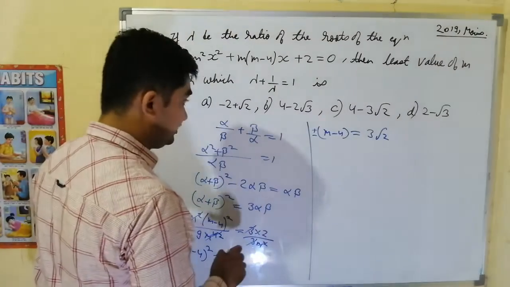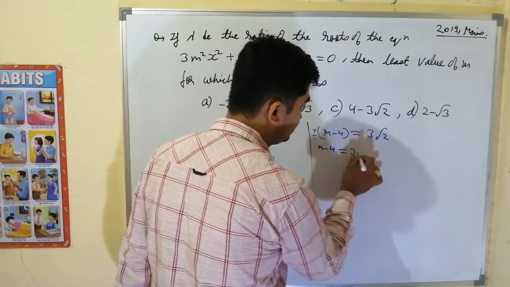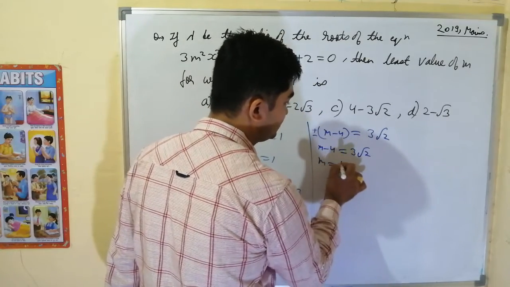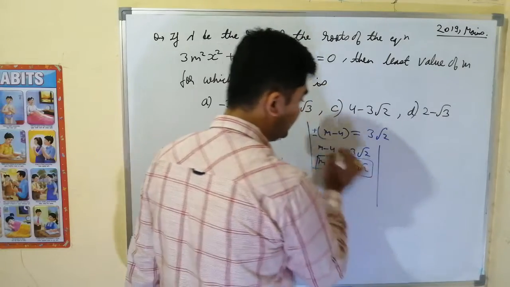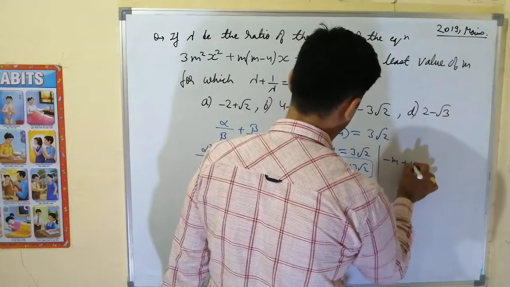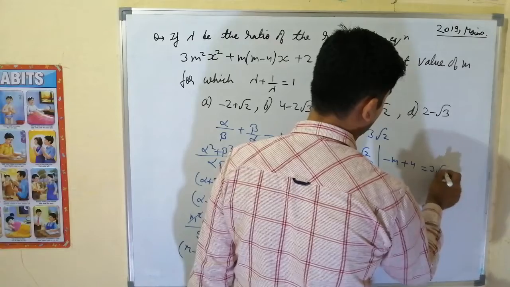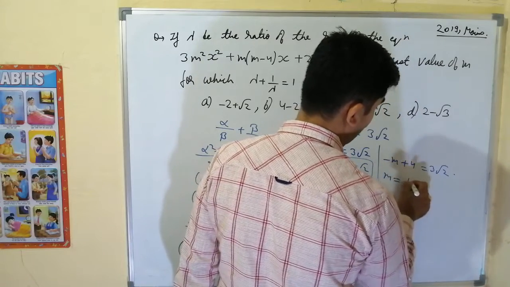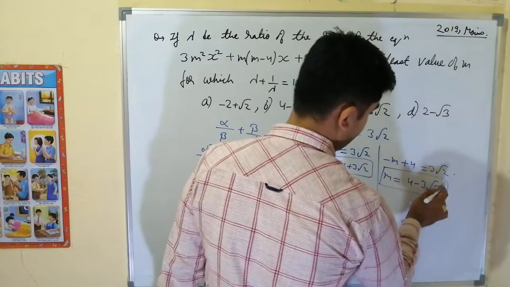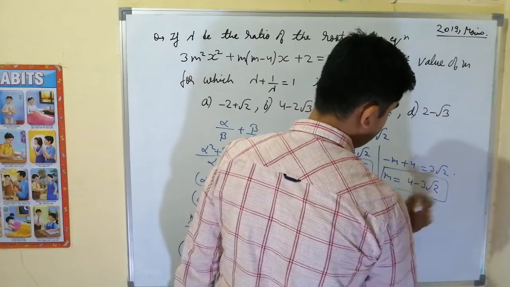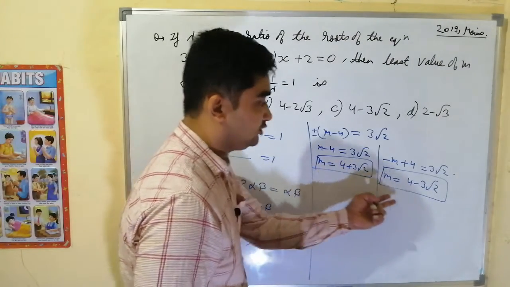Then what we will have, the first equation is m minus 4 should be equal to 3 root 2, which will give m equal to 4 plus 3 root 2. One solution is this. Another is minus m plus 4. Considering this, minus m plus 4 is 3 root 2. Then we will have m is 4 minus 3 root 2. This is another solution. So we have to find the least value of m.